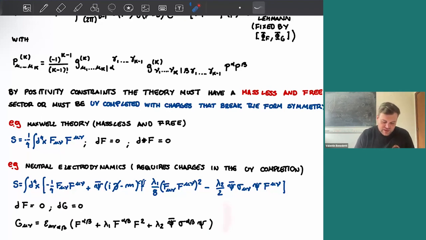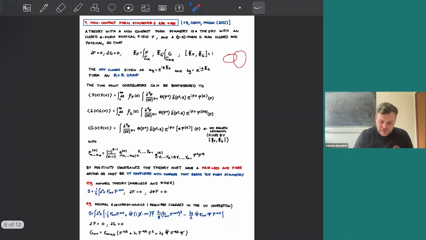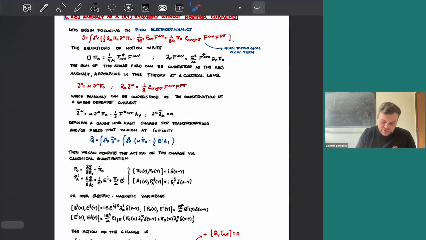One can check that these two fields generate a non-compact form symmetry, and this is well-defined at a classical level, which implies by this proof that this theory cannot reach the ultraviolet as is. We have to add charges that destroy the conservation of the form fields in the UV completion. So essentially, one should find charges in the UV completion of this neutral electrodynamics. This is more or less the case of the non-compact group. There are other examples of this which are interesting, but I would like to move onwards to the ABJ anomaly case, which I think is more interesting.